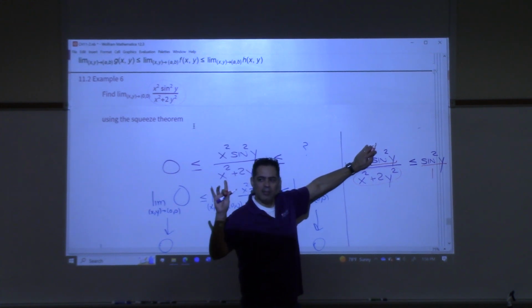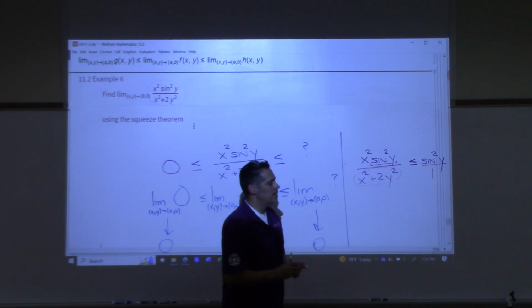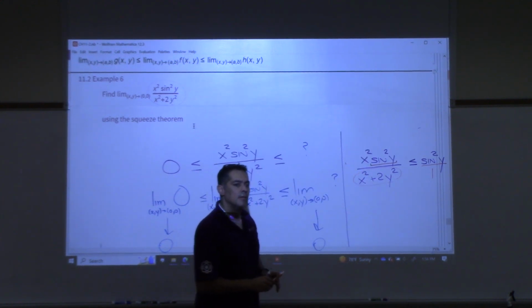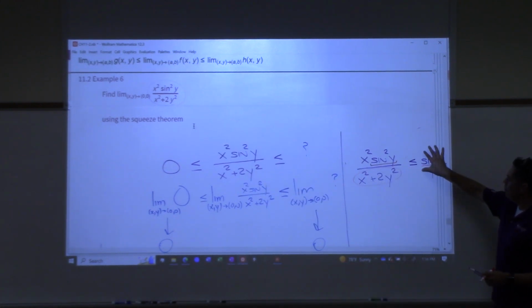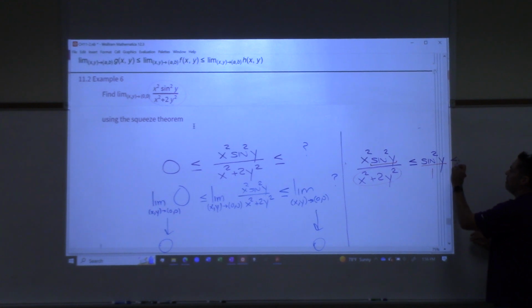Who else? My thought is not fully formed, but the sine is bounded. Which one? This sine is bounded. Well, we could say it's bounded. It's definitely less than or equal to 1, isn't it? Because sine is bounded between -1 and 1. If we square that, then that's got to be smaller than 1.